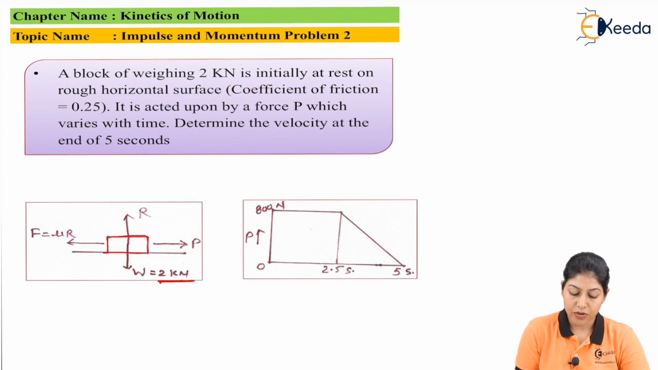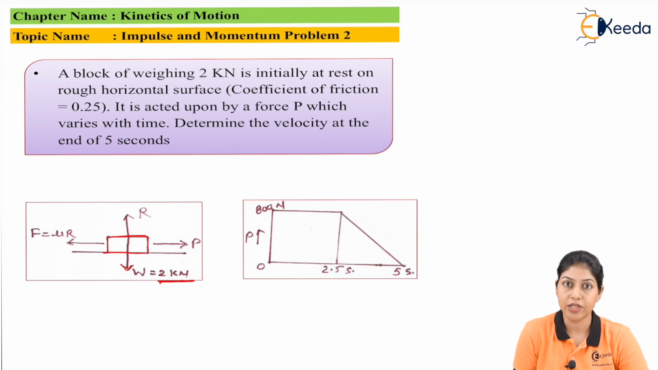If we draw the free body diagram for this particular block, against the weight there will be a reaction which we consider in the upward direction. Weight always acts in the vertically downward direction, so opposite to the weight, we always consider one reaction which acts vertically upward. This R represents the reaction against the weight W, that is 2 kilonewton.